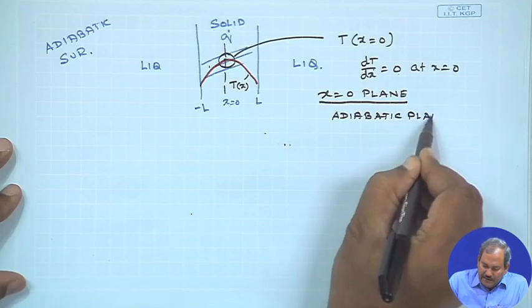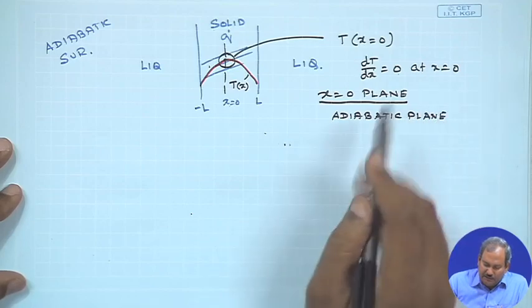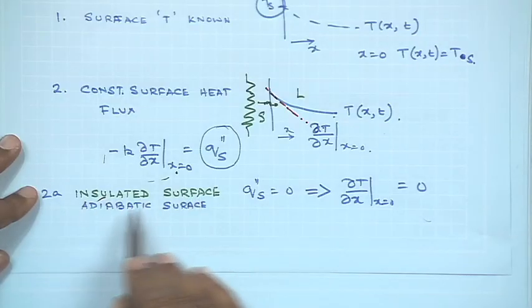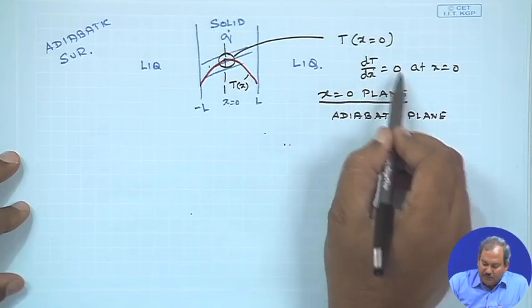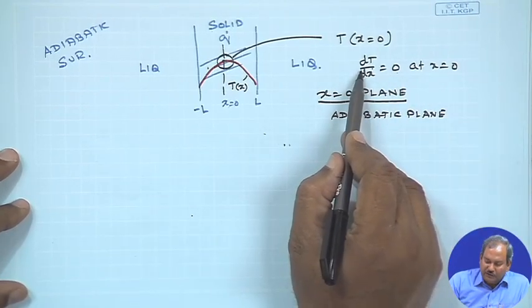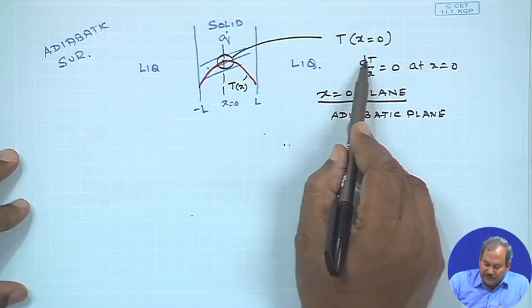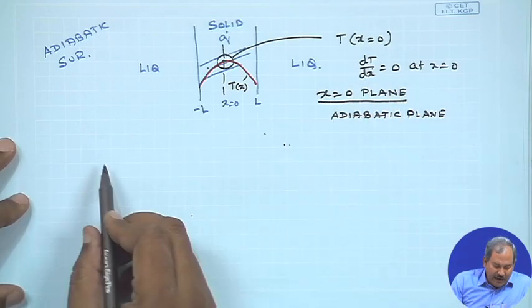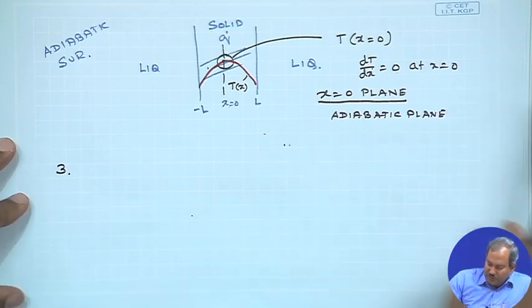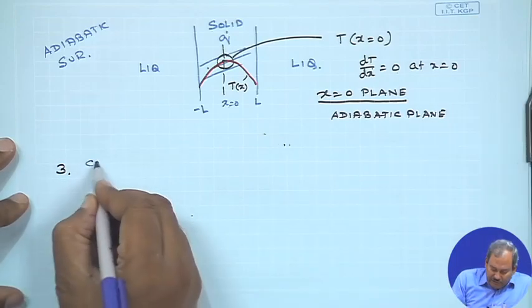So, for an adiabatic surface, adiabatic plane, or for an insulated surface, as we have seen before, the boundary condition would be the same for both, which is del T del x equal to 0, or in the case of one dimensional conduction, dT dx is 0 at this plane. And the third condition could be that I have a convection surface condition.